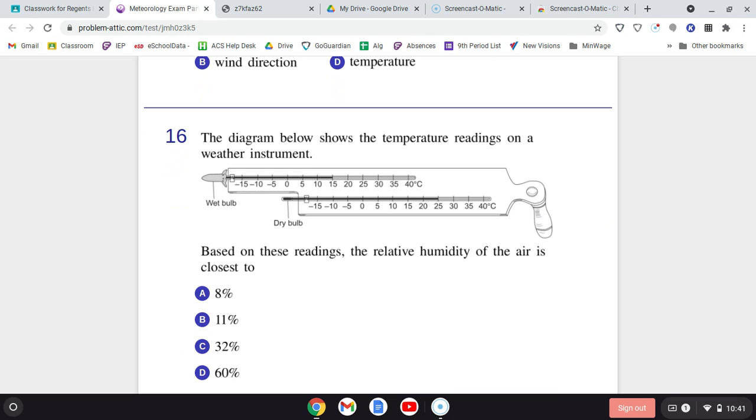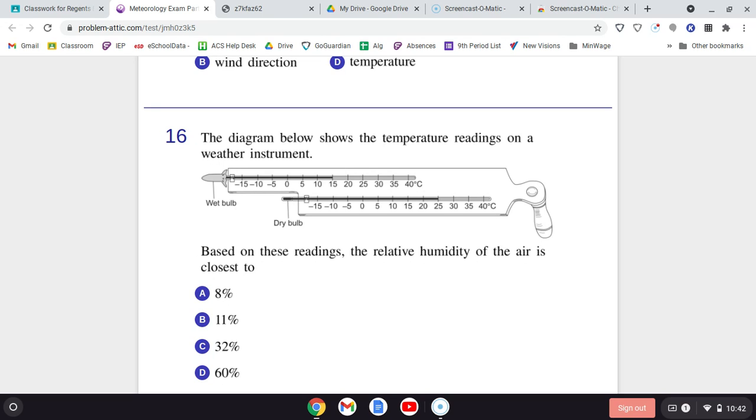Okay, so the diagram below shows temperature readings on a weather instrument. So this will be a little bit based on those readings, the relative humidity. So you're going to use the bottom one. But first we have to figure out what the dry bulb temp is. What do you think it is, Kylie? 25. And what's our wet bulb? 15. Okay, so we find the difference between 25 and 15. You have to use your calculator, absolutely.